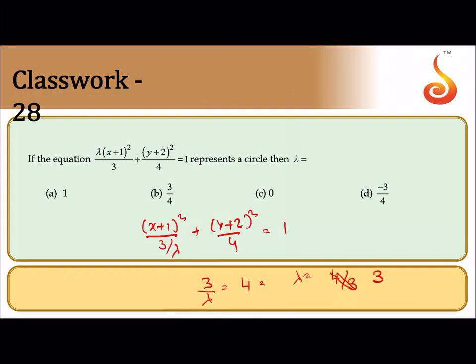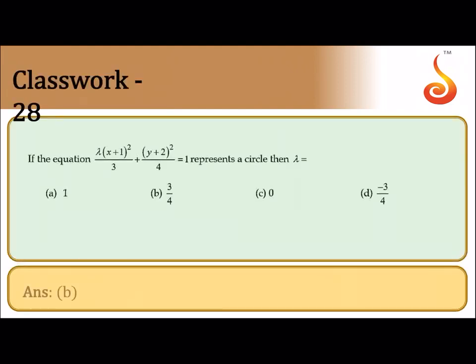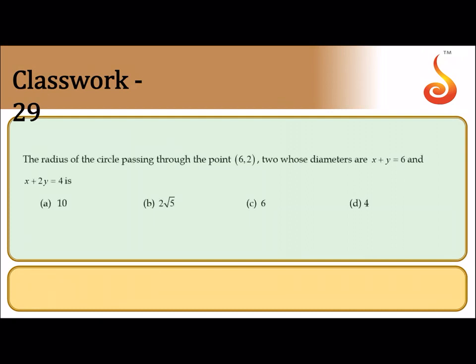3 by lambda is equal to 4. Sorry, lambda will be 3 by 4. Lambda will be 3 by 4. Sorry for the inconvenience. You take 4 this side, lambda this side. So option B is correct. Simple one. Coefficient of x square, y square. This is question number 28. So 3 by 4 is correct.